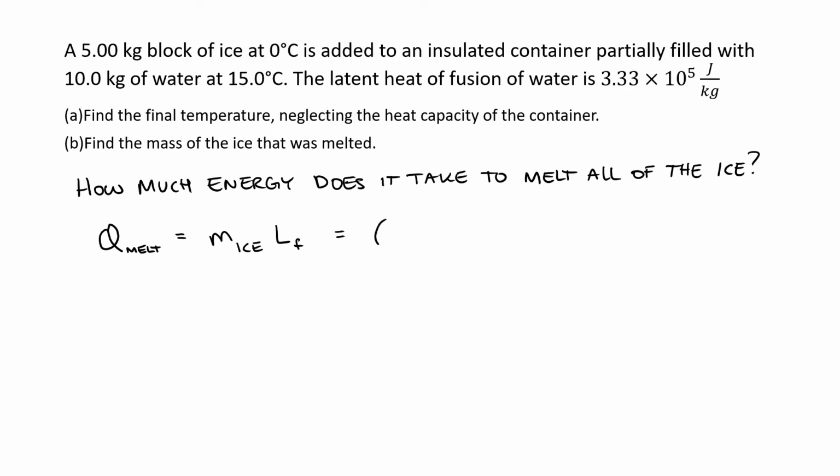So what do we have? We have the total amount of ice, and the latent heat of fusion is 3.33 times 10 to the 5 joules per kilogram. And we come up with an answer that is, I've done this before, 1.67 times 10 to the 6th joules.